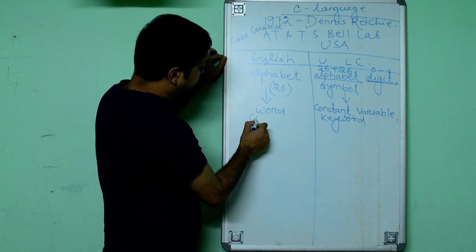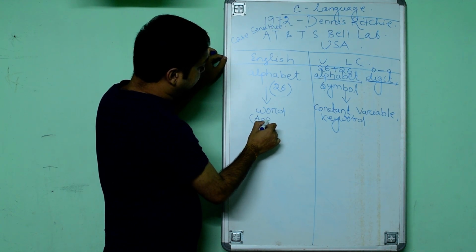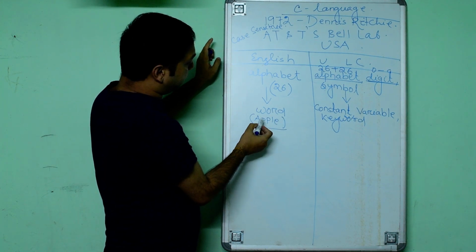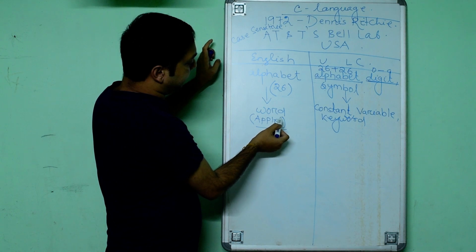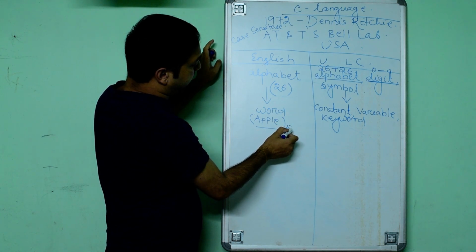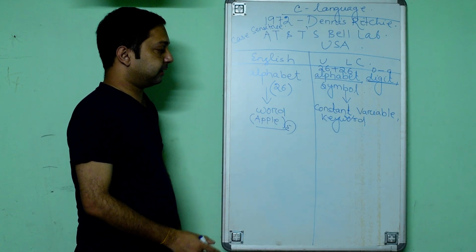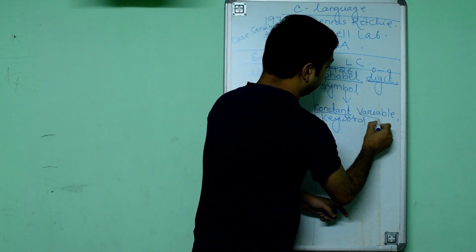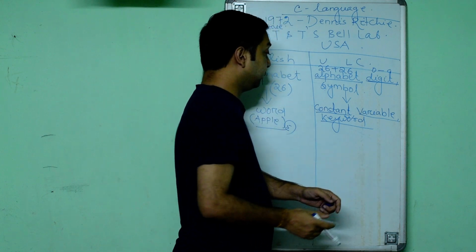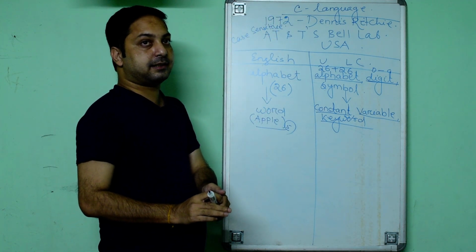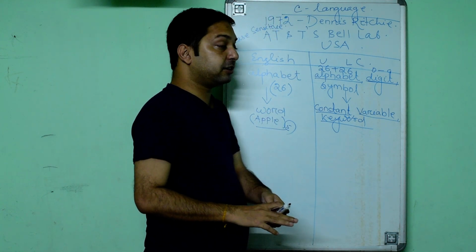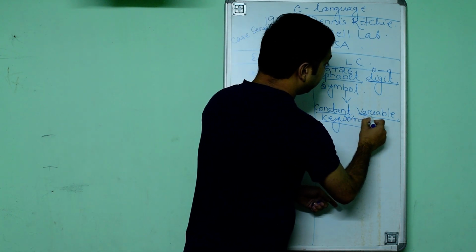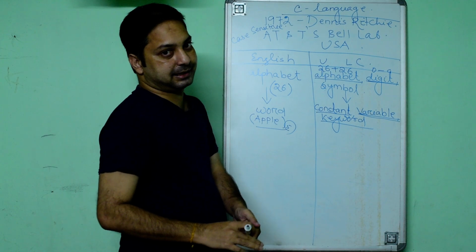Suppose I write apple, A-P-P-L-E. That is a word in English. How many alphabets does it contain? A-P-P-L-E, a total of 5 alphabets combined. As far as your programming language is concerned, you can find some constants, some variables and some keywords. So what is a constant? Constants are nothing but values that are not going to change. Similarly, what is a variable? A variable is one whose value can change.